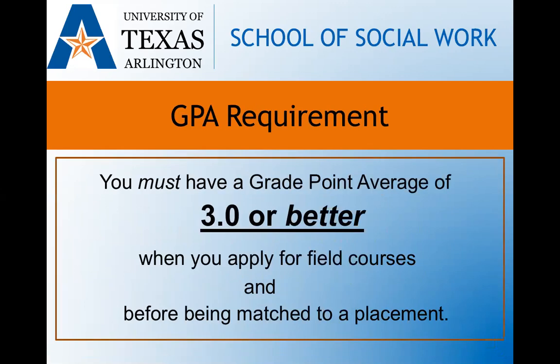In order to enter a field placement, you have to have a 3.0 or better GPA. That is the minimum GPA to remain in good standing in the MSW program. So as a graduate student, you must maintain a B average. You have to have that 3.0 to be able to enter a field placement.